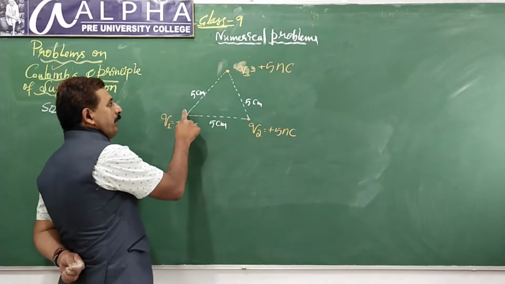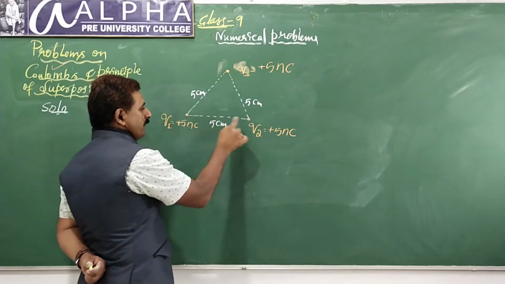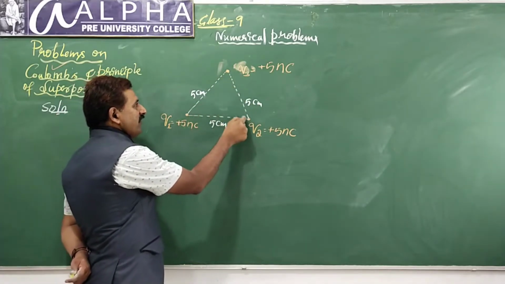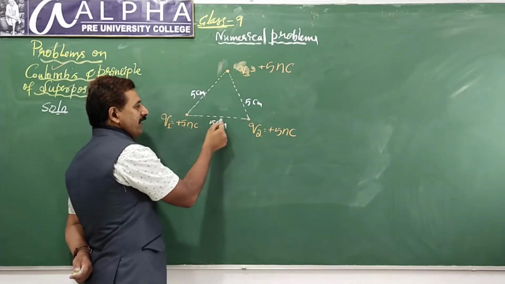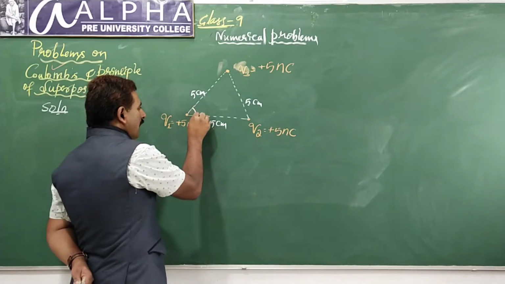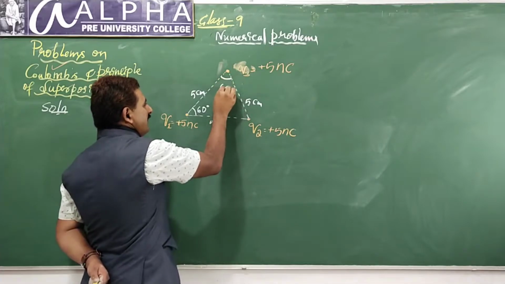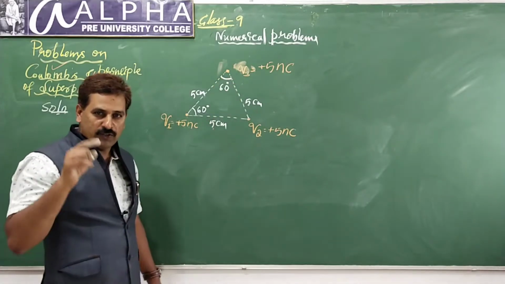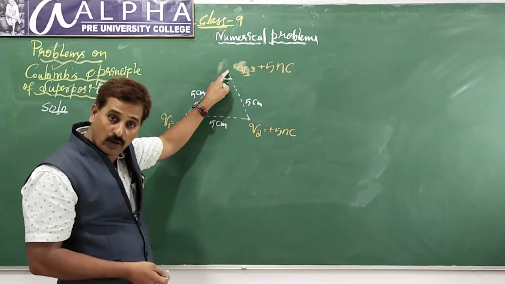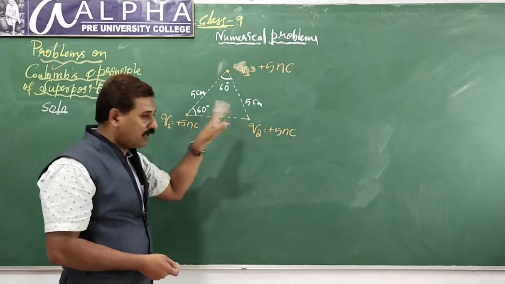Okay, this is the pictorial representation of the data given. There are 3 point charges plus 5, plus 5, plus 5 situated at the vertices of an equilateral triangle. Equilateral implies all 3 sides same, and the angle at each vertex is 60 degree. What he wants you to find? He wants you to find force at any one corner due to the charges situated at the other 2 corners.